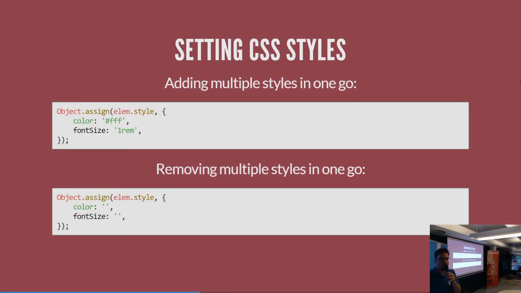Then setting CSS styles in one go. In jQuery, you just did element.css, and then you had a map, and you could set multiple styles at once. We can do that as well by using an ES6 construction, Object.assign. That's basically the same as jQuery's $.extend method. So you take an object and you merge another object on top of it, and element.style is an object or a map, and you just merge new properties on top of it. So there you have it.